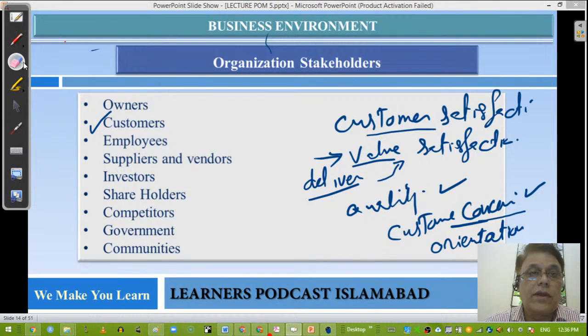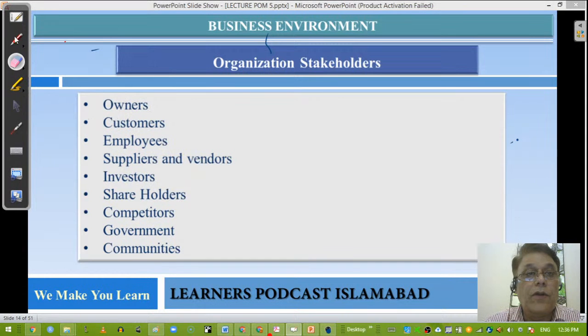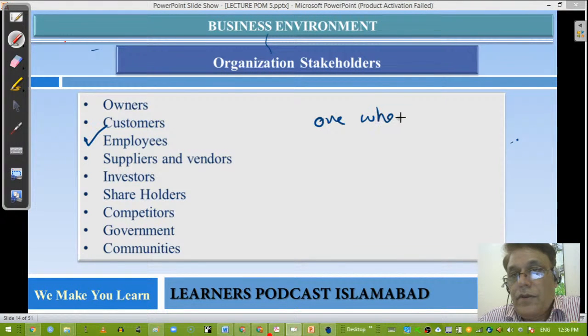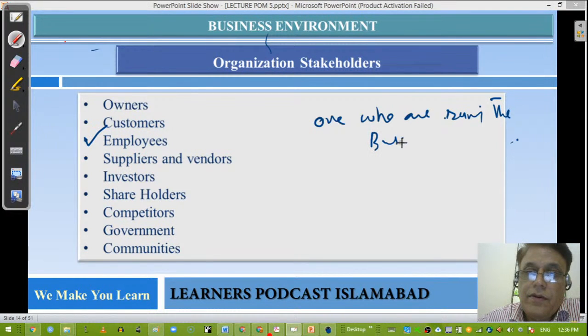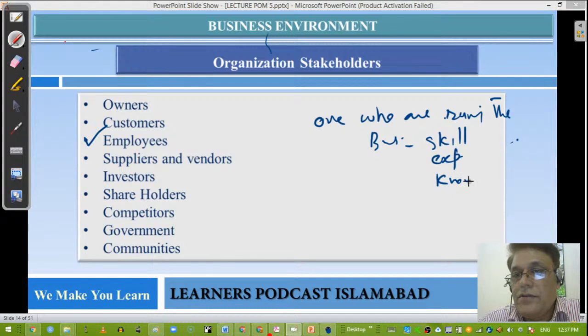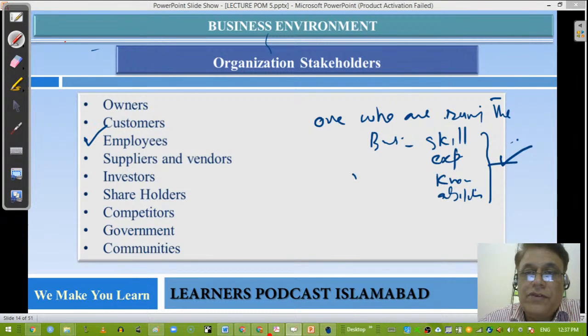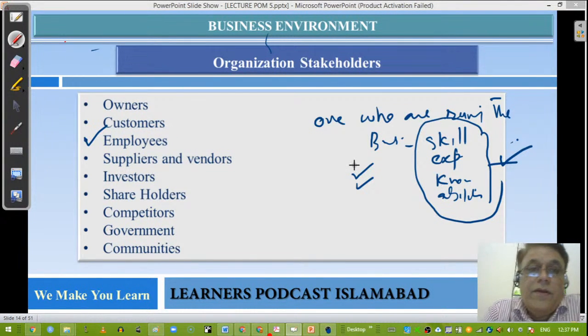The next important stakeholders in the list are the employees. That is very important after the owners and customers. Employees are the ones who are running the business. Based on their skills, experience, knowledge and abilities, if these are up to the level and they work efficiently and effectively, they will be able to run the business properly. If they have to perform well, they will want something from the business. Employees will see the business from their own perspective, their interests and expectations.